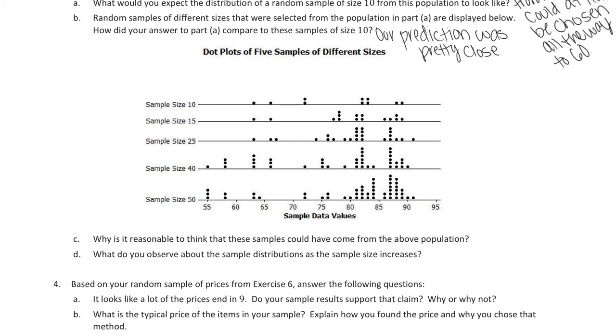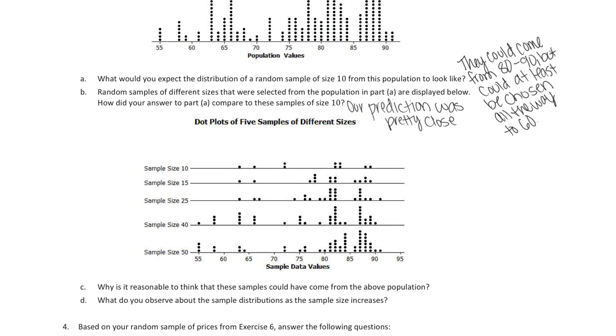All right, now so C. Why is it reasonable to think that these samples could have come from the above population? Well, each sample is centered about where the population is centered. Okay, so we see down here that we have less data, and then up here, also in our population values and our sample data, we definitely have more data in our larger values. So the spread of each sample looks like the spread of each population.